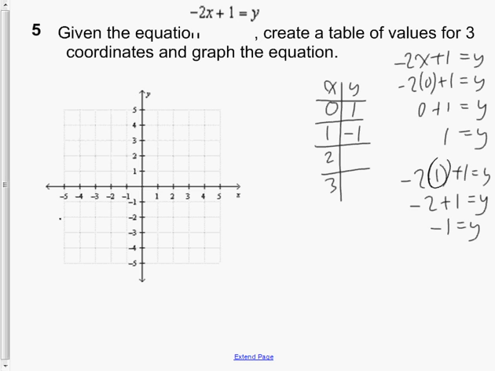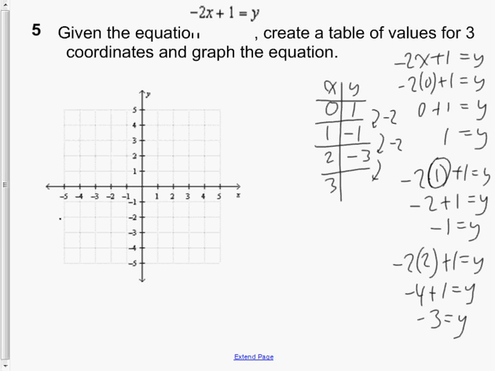And now I'm going to substitute 2 there. So negative 2 times 2 plus 1 equals y. Negative 4 plus 1 equals y. And finally, negative 3 equals y. So we can kind of see that it's going down by 2 each time. So I can probably guess without even doing the next work that this is going to be a negative 5. But I'll substitute just to see. So x is 3 here. So substitute 3. That's negative 6 plus 1 equals y. It is negative 5. So there's my table of values. That's how I get my table of values from an equation.